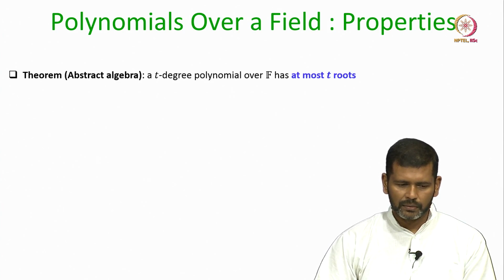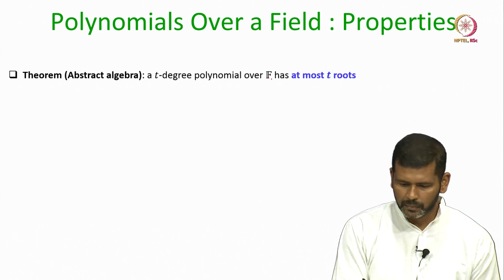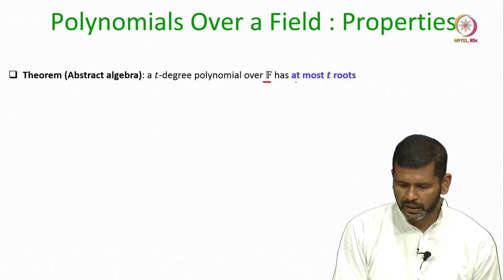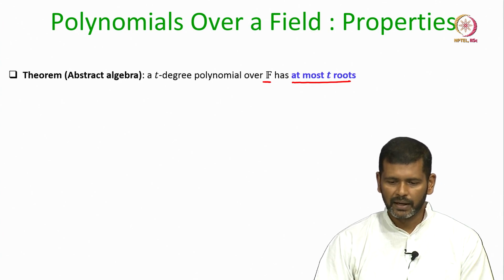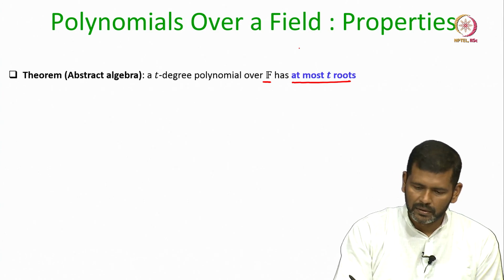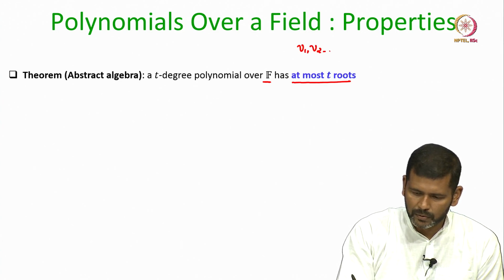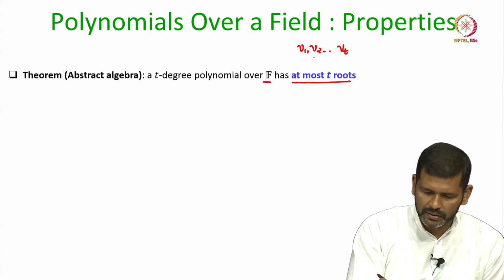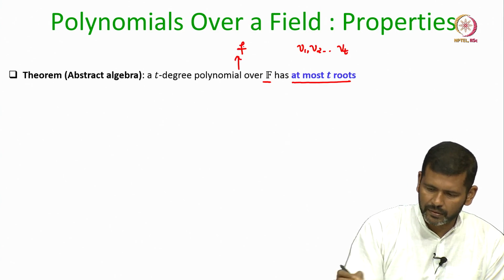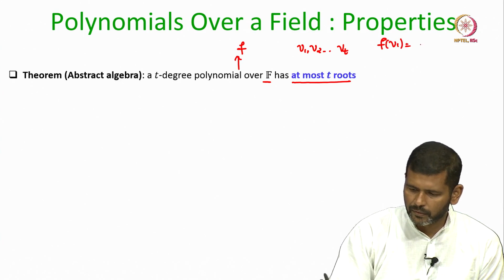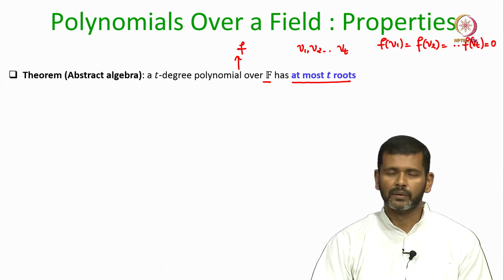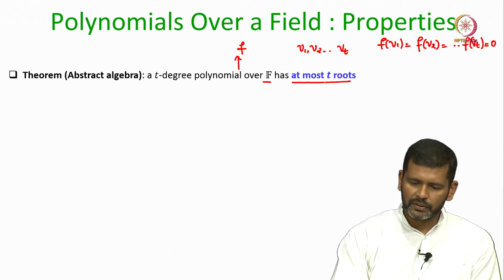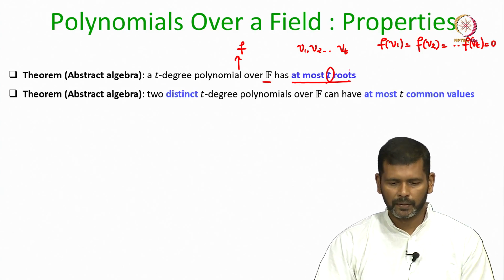The first property is that if you take any t degree polynomial over a field, then it can have at most t roots. That means there could be at most t elements v1, v2, up to vt, such that if my polynomial is f, then f of v1, f of v2, up to f of vt are all the same as 0. There can be at most t such values, there can't be more than t such values.